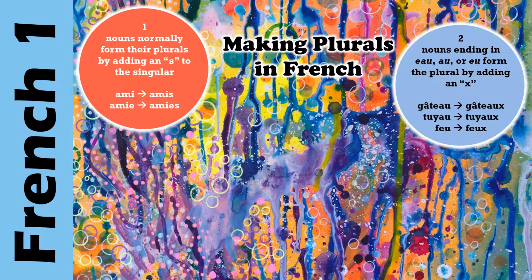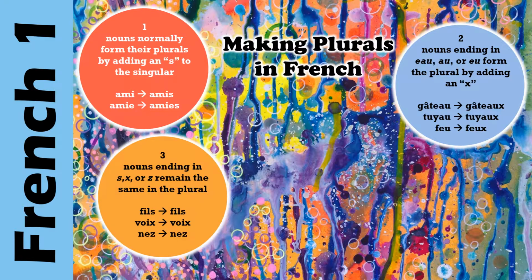Okay, rule number 3. Nouns ending in S, X, or Z remain the same in the plural. So they're not going to change at all. Again, you'll have to tell the difference by context and by the sound of the article.